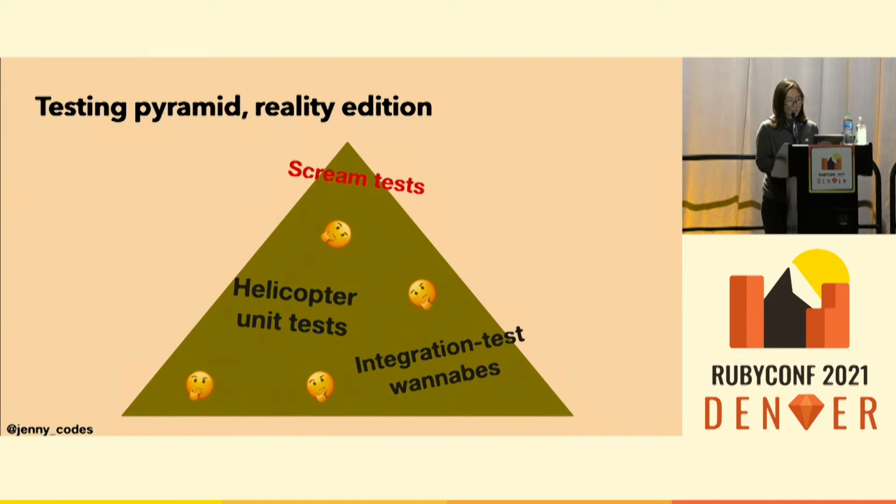In reality, you probably won't get that. There will be some tests where you can kind of see their intention, despite what they have become. And then there will be tests that are just as confused as you are. So we have the integration test wannabes and the helicopter unit tests, both of which I will explain in a minute. At the top, we have screen tests. It's actually very cheap to maintain because there's no test. You only need a screaming manager to know when things have gone wrong.